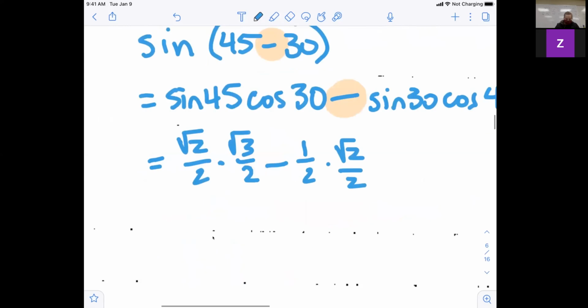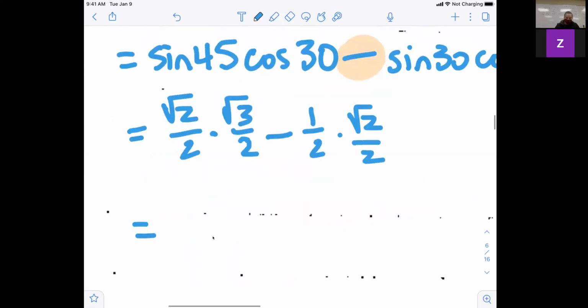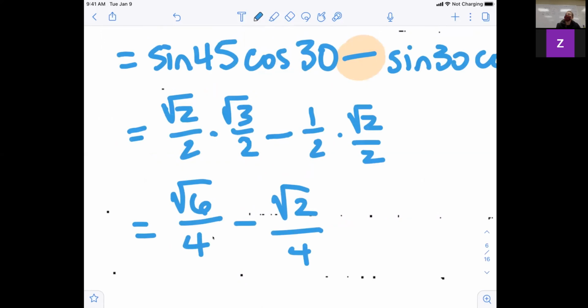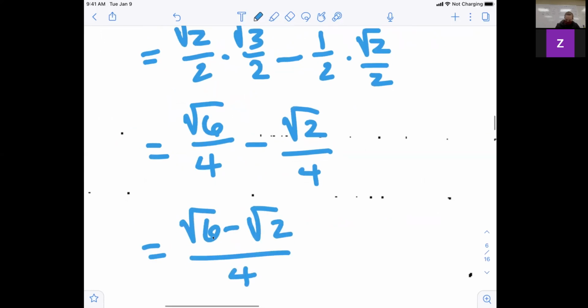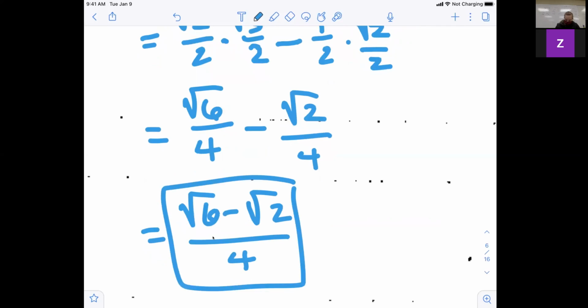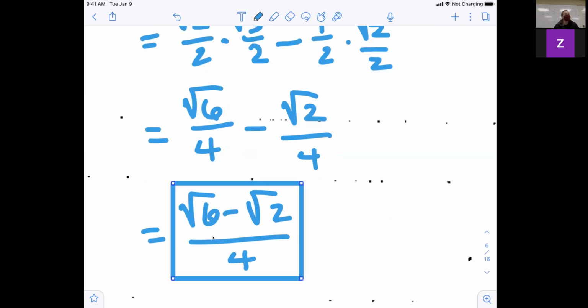Now we're going to simplify. I'm going to multiply root 2 over 2 times root 3 over 2. You multiply the tops together to get root 6. You multiply the bottoms together to get 4. And then I've got 1/2 times root 2 over 2. Again, multiply your tops to get root 2. Multiply your bottoms to get 4. And the last thing I'm going to do is combine it into one fraction. So root 6 minus root 2 over 4. And that's the best answer you can give. It's as simple as that gets.